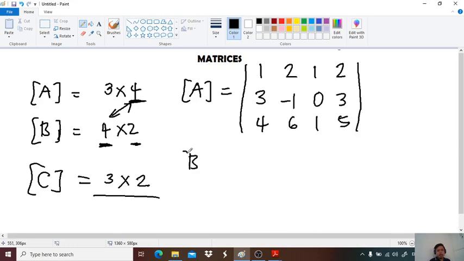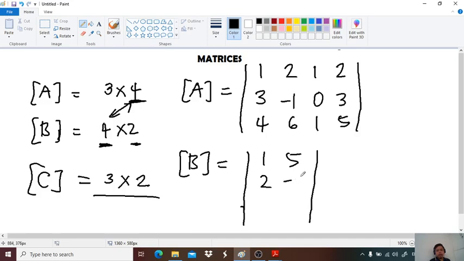So matrix B is 4 by 2, meaning that it is 4 rows and 2 columns only. So 1, 5, 2, negative 1, 0, 2, and 1, 2. So this is the 4 by 2 matrix of B. And our final answer after multiplying is just 3 by 2.